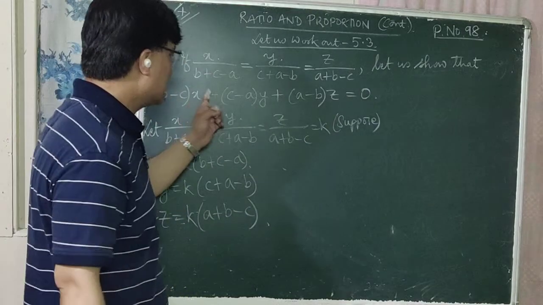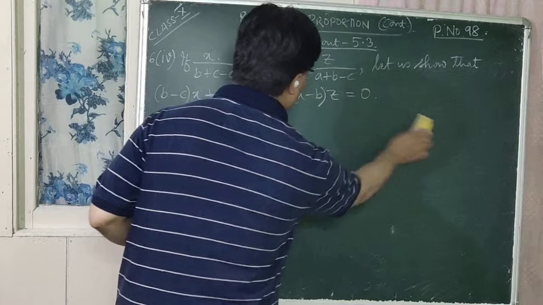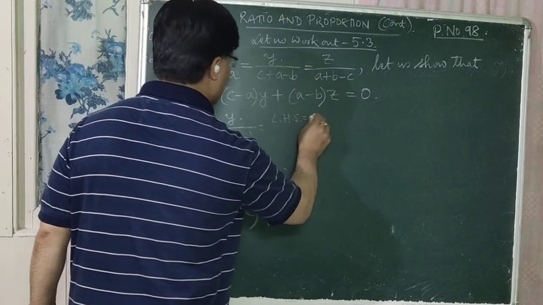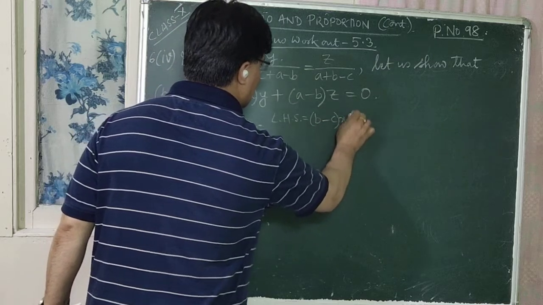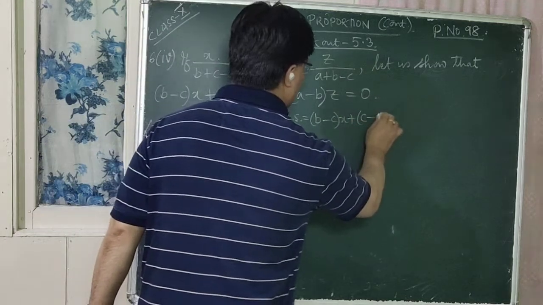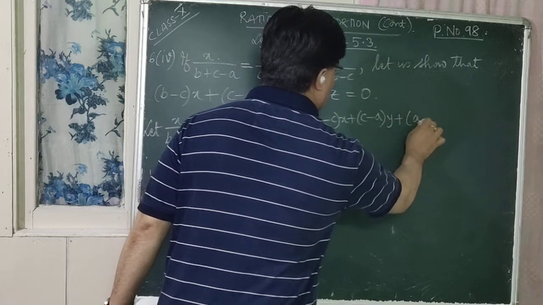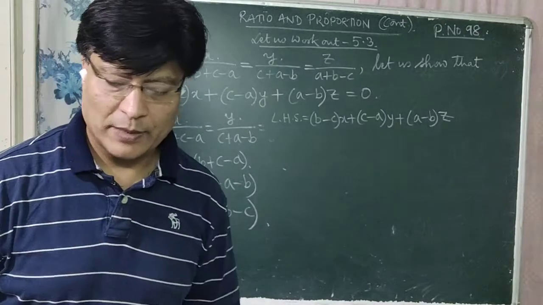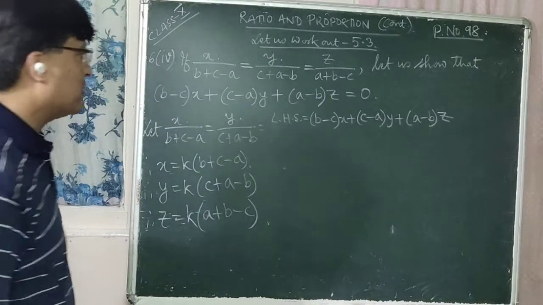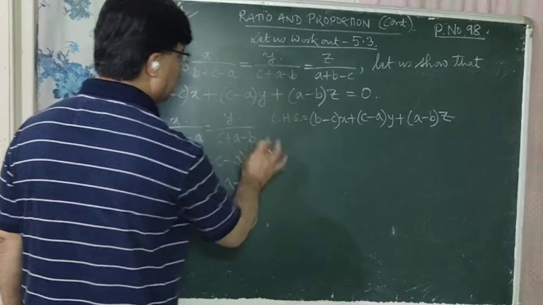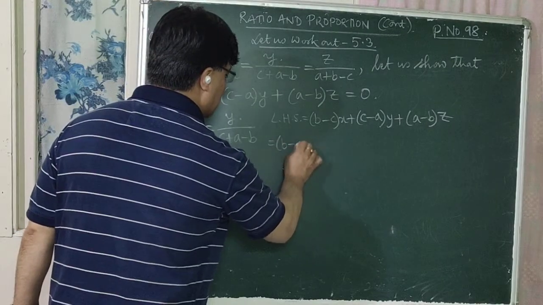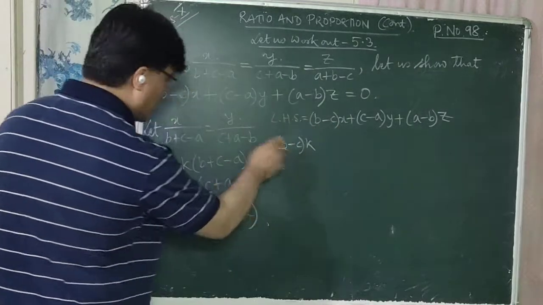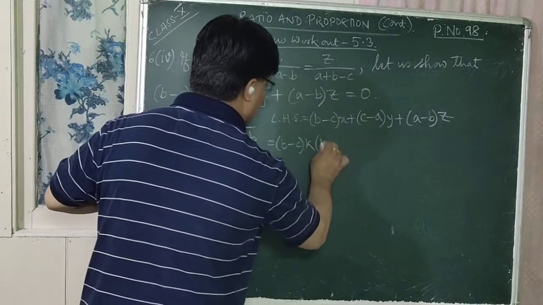Now let us prove this left hand side is equal to 0. Okay. So now let us write down left hand side here. LHS is equal to b minus c into x plus c minus a into y plus a minus b into z. Let us write down only the left hand side and we shall prove this left hand side is equal to 0. So is equal to b minus c into, what is the value for x? Now put the value of x. What is the value of x? k into b plus c minus a.